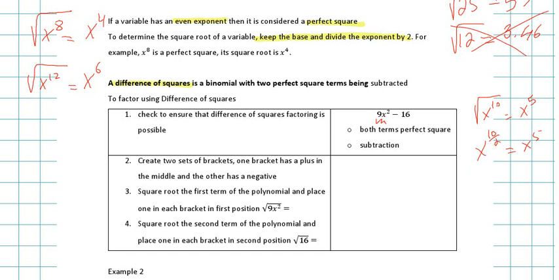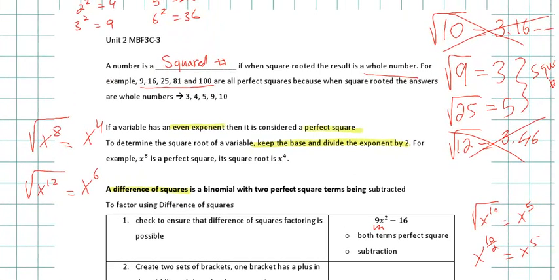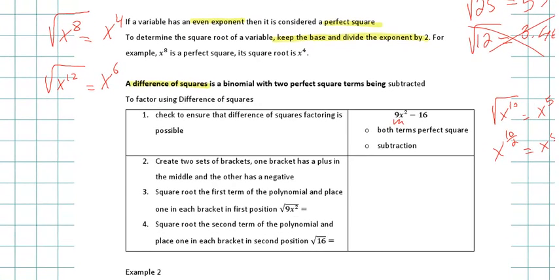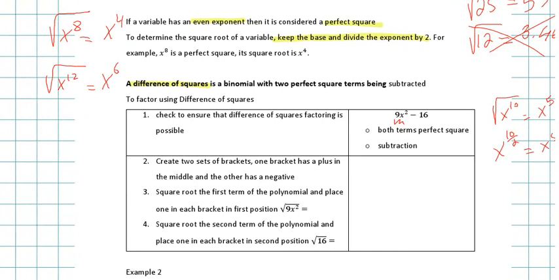How about 16? Is 16 one of your perfect square numbers? Yes. If I take the square root of 16, I'm going to get 4. So both of these terms are perfect squares, and there is a minus between them. It's very important that there is a minus. Both terms are perfect squares and there is a subtraction between them. I checked them, so now I can use what we call the difference of squares formula.